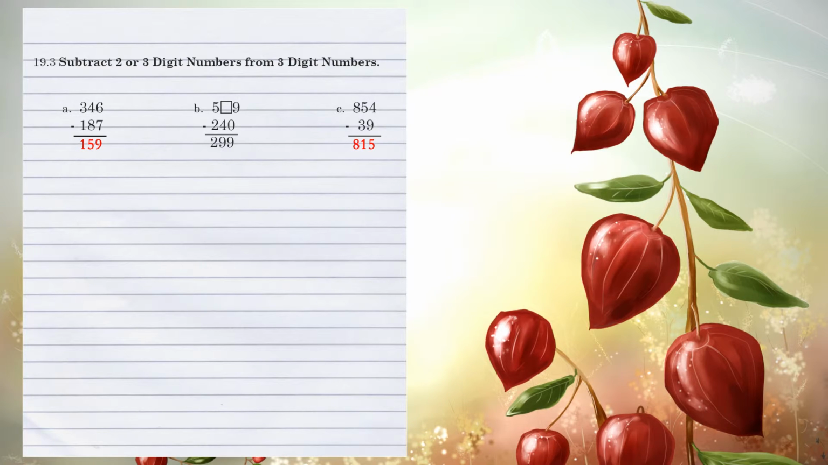Let's look at example B. We have a missing number we want to fill in, but let's start with the ones. 9 minus 0 is 9. Let's look at the tens column. We have our missing number.